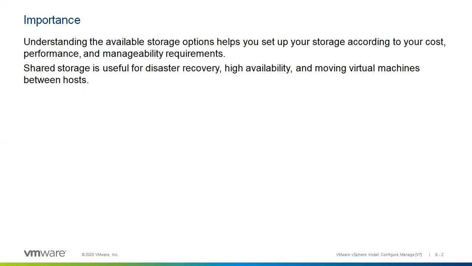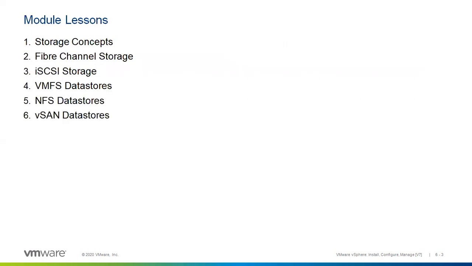All right. So this module will primarily talk about the different types of storage components, concepts, and the different types of available storage that we can configure in a VMware vSphere environment: Fibre Channel storage, iSCSI storage, what is a VMFS datastore, what is an NFS datastore, and then what are vSAN datastores. All right.